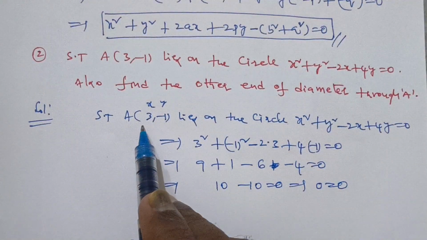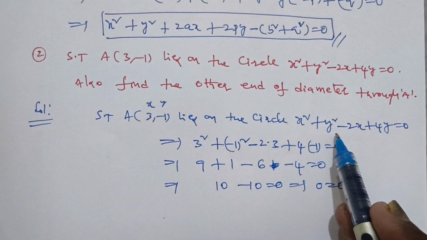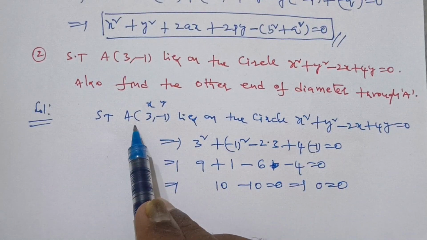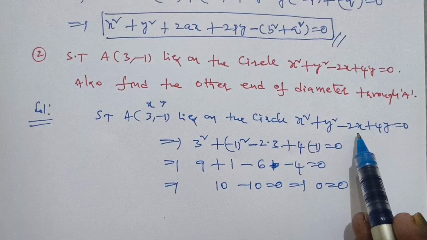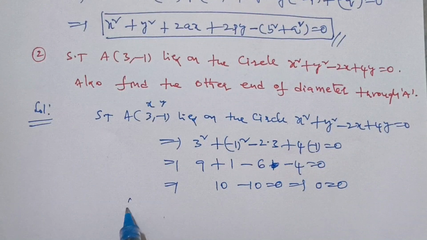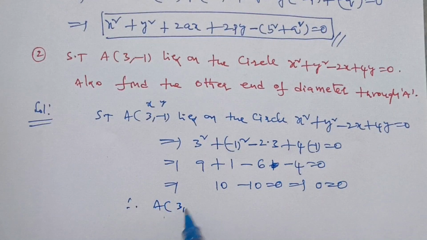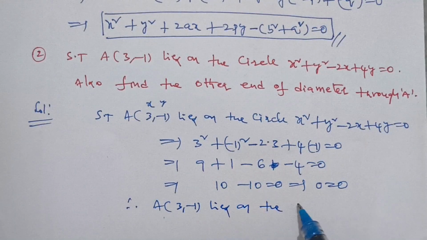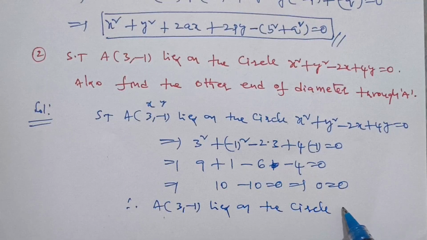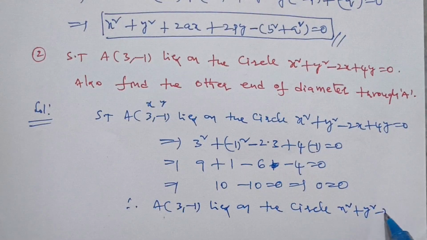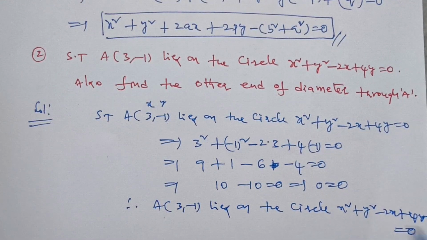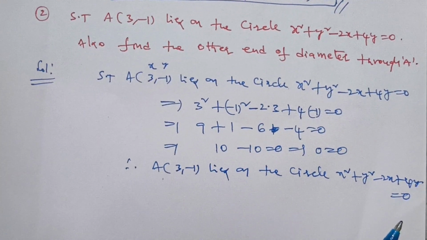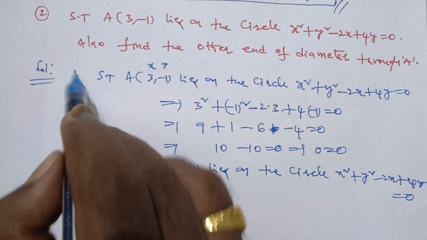So if we substitute this point in the given circle equation, the answer is 0. That's why the given point lies on the given circle. We conclude that, therefore, A (3, minus 1) lies on the circle x square plus y square minus 2x plus 4y is equal to 0. This is the first step we need to show.